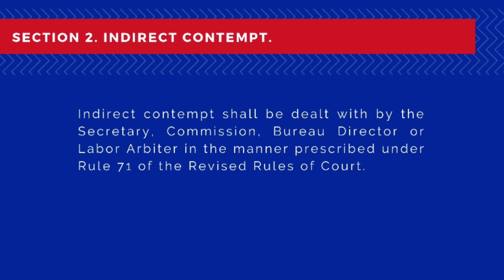Section 2. Indirect contempt. Indirect contempt shall be dealt with by the Secretary, Commission, Bureau Director, or Labor Arbiter, in the manner prescribed under Rule 71 of the Revised Rules of Court.